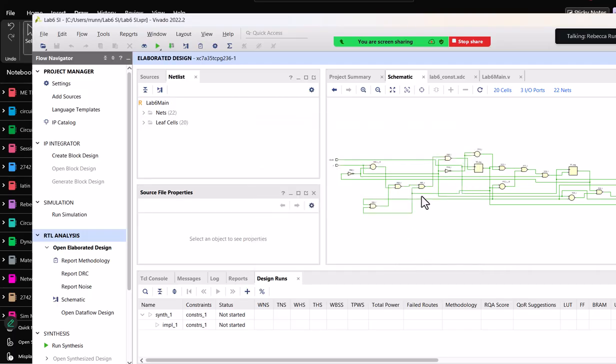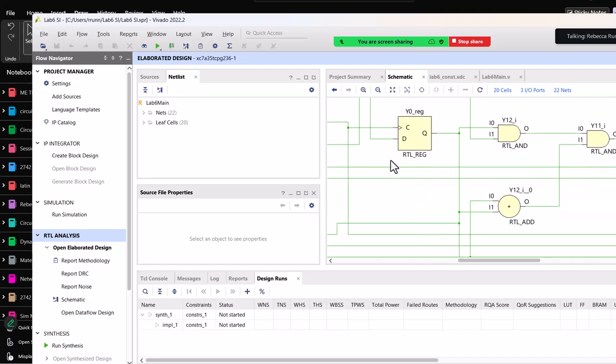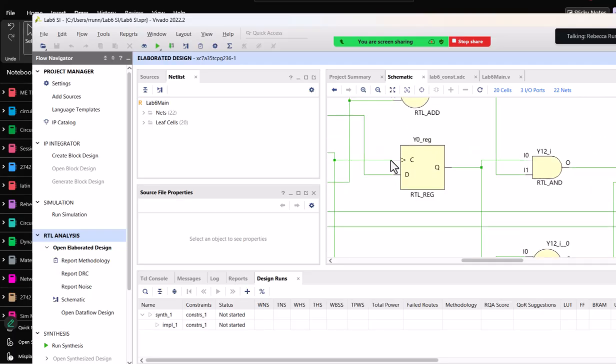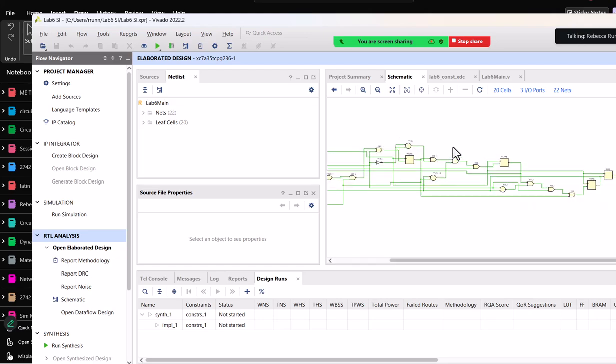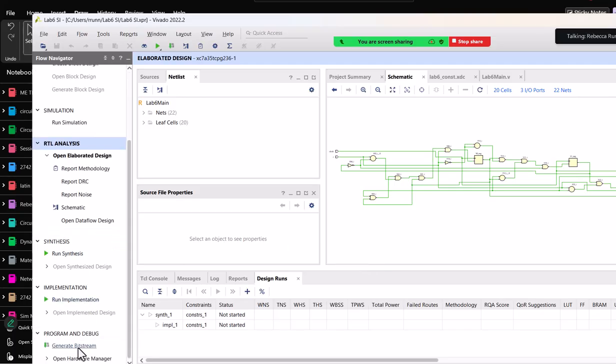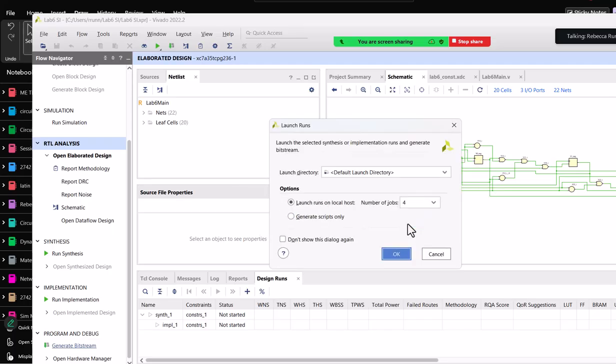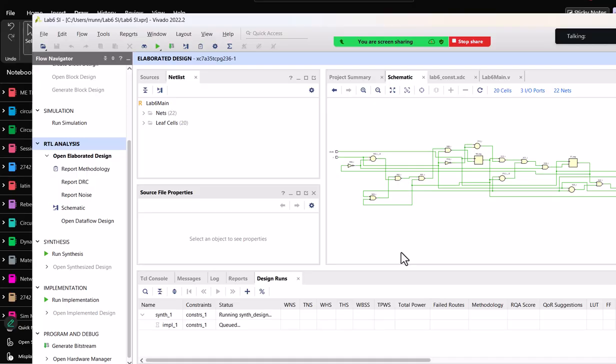So we can see we have a bunch of logic, and you can see that it knew that these were D flip-flops. And we did have a lot of ORs and ANDs, so that seems possible. Alright, so now let's generate a bitstream. And while this is compiling, are there questions that I can answer?